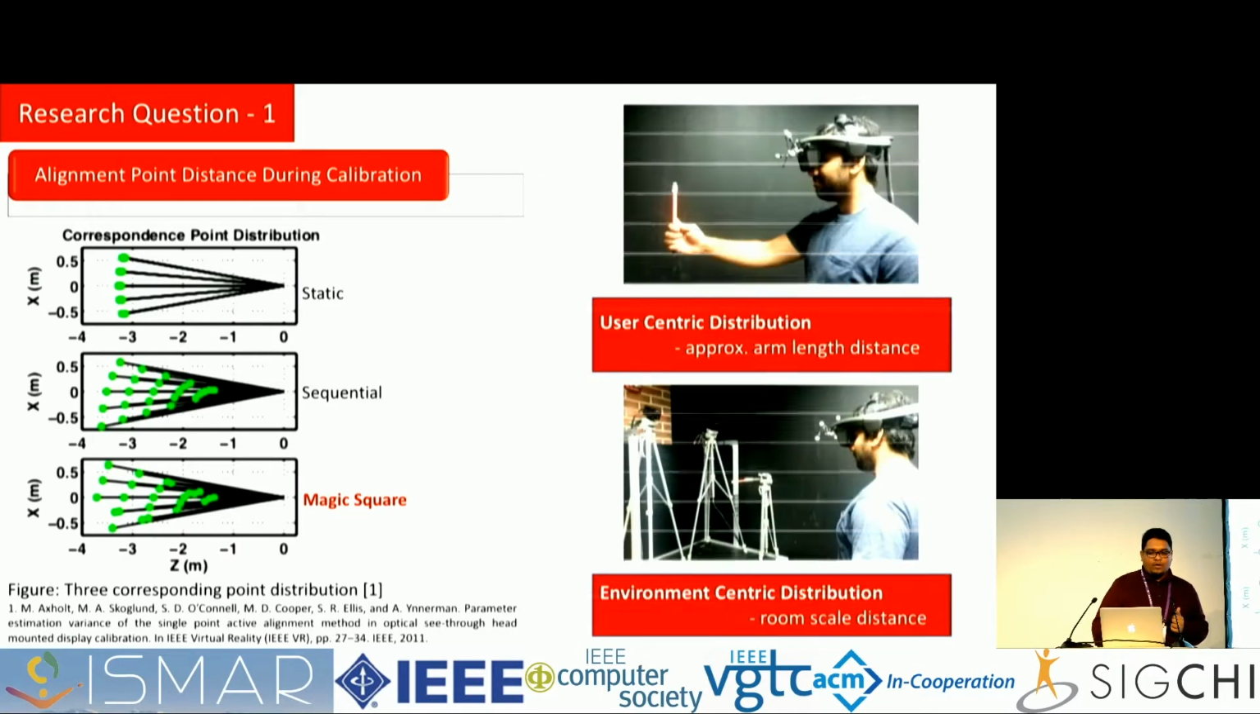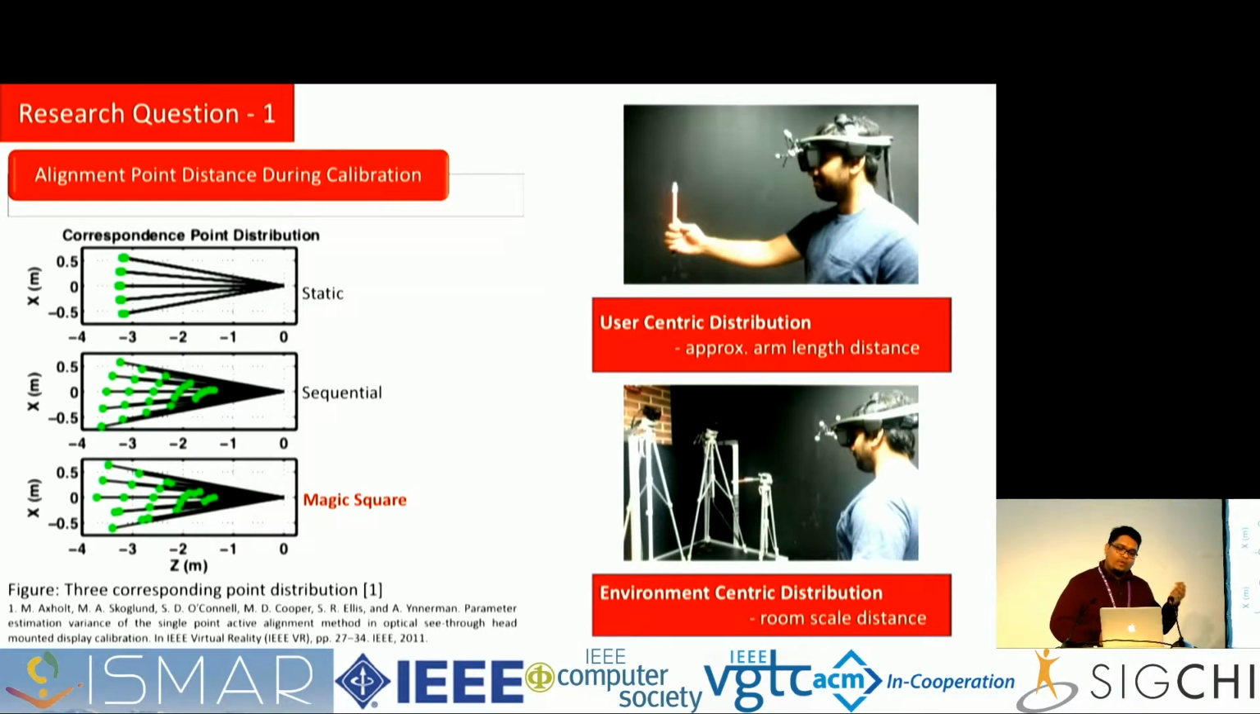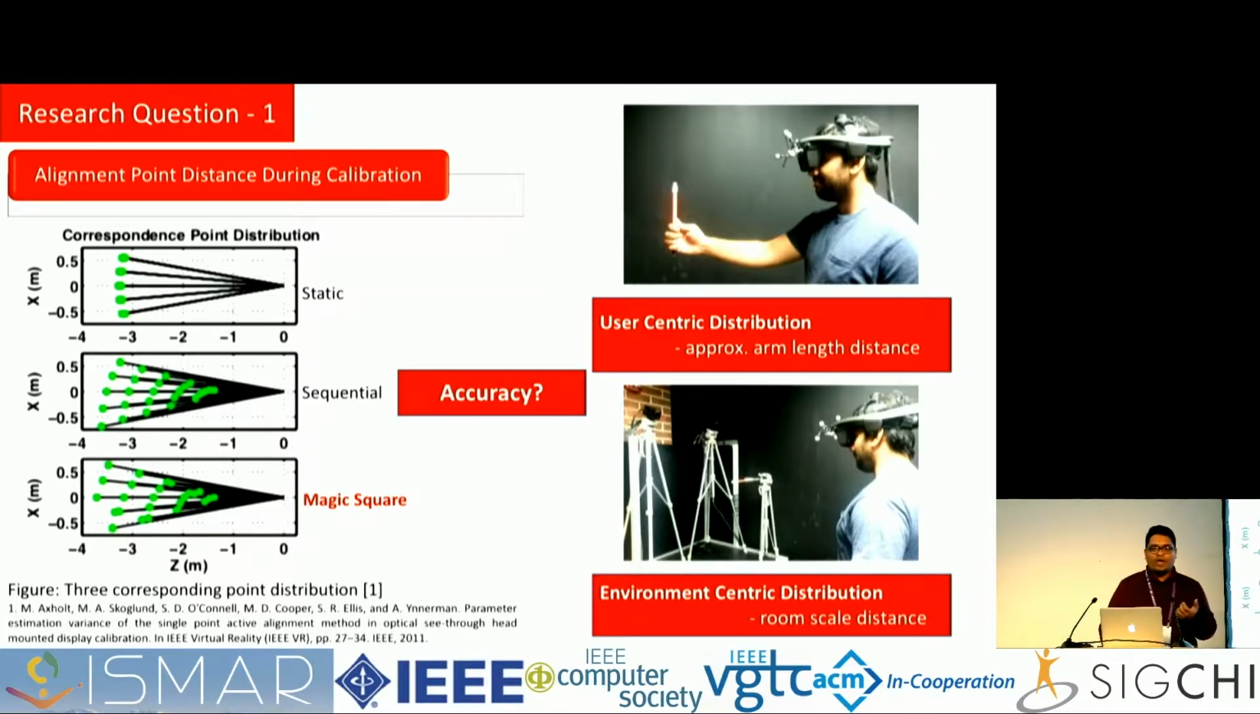We are also interested in finding the impact of alignment point distance during the calibration. We have used user-centric distribution and environment-centric distribution. The question is, which one is more accurate and more precise during the calibration?